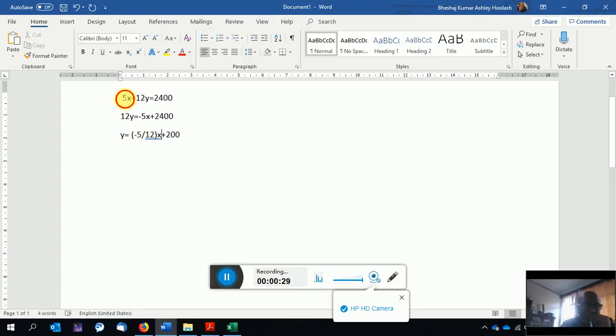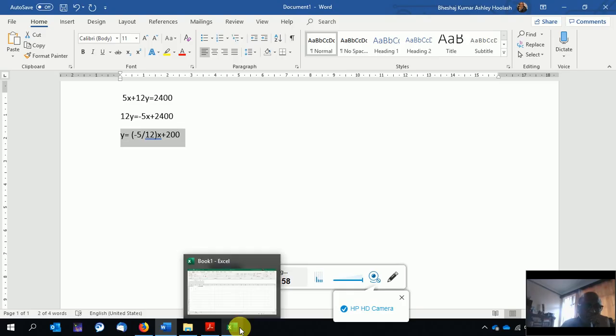So if this is my equation, I've kept 12y on the left, I've moved 5x to the right, hence minus 5x plus 2400, and then I've divided by 12 throughout. 12y divided by 12, and so on and so forth. So this is basically the same as this one, and the reason I've tried to come up with this equation is because it might be easier for me to do that on Excel.